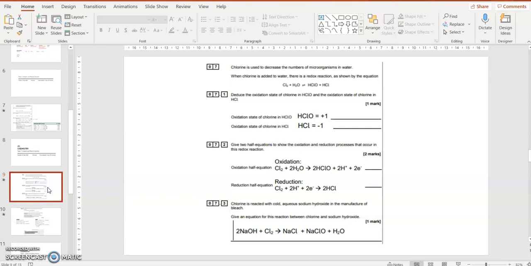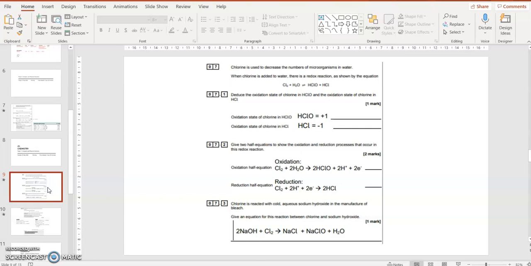It's been oxidized. And in HCl, 1 plus for the hydrogen, -1 therefore for the Cl, because there's no charge left over. So it's gone from oxidation state 0 in Cl2 to -1 in HCl. It's been reduced. Okay, do a half equation for each.